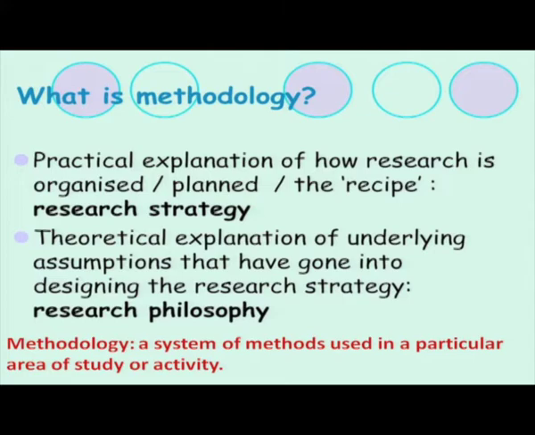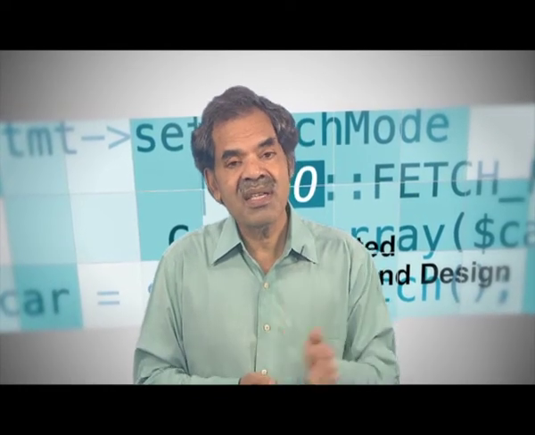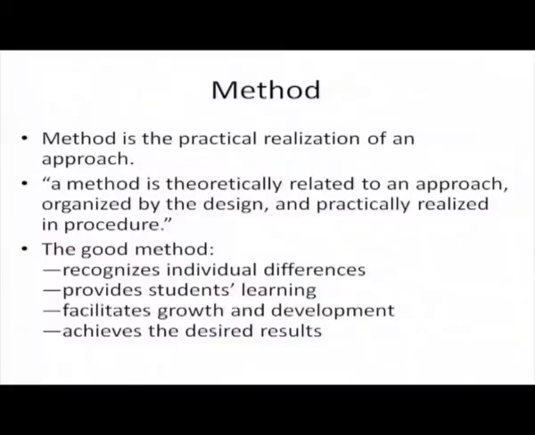So, approach is decided, OAD appears to have been done somewhere, now you put a methodology to arrive at methods. The question is, can each one of us do it in our context of work, is a big question mark. Until you get a method, you can't think of realization. You can't realize, everything is hazy. A method is theoretically related to an approach, organized by the design and practically realized in procedure. The good method recognizes individual differences, provides students learning, facilitates growth and development, achieves the desired results.